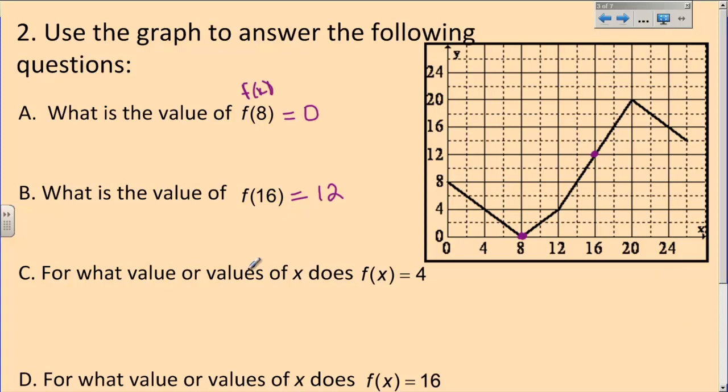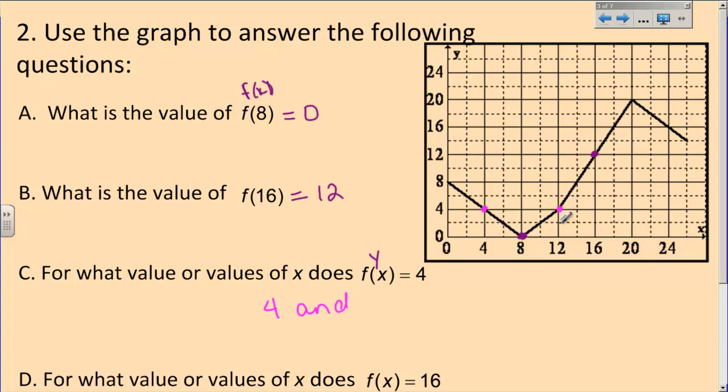Part C says, for what value or values, which means I could have more than one answer, of x does f of x equal 4? So now they're giving you f of x. So they're saying y equals 4. So y equals 4 all along this line right here. And I'm going to change colors so that you can see it's different than the two I just did before. Right here, y equals 4. Well, there the graph meets y equals 4. And here the graph meets y equals 4. What they're looking for here is what values of x is that? Well, this x value right here is 4.